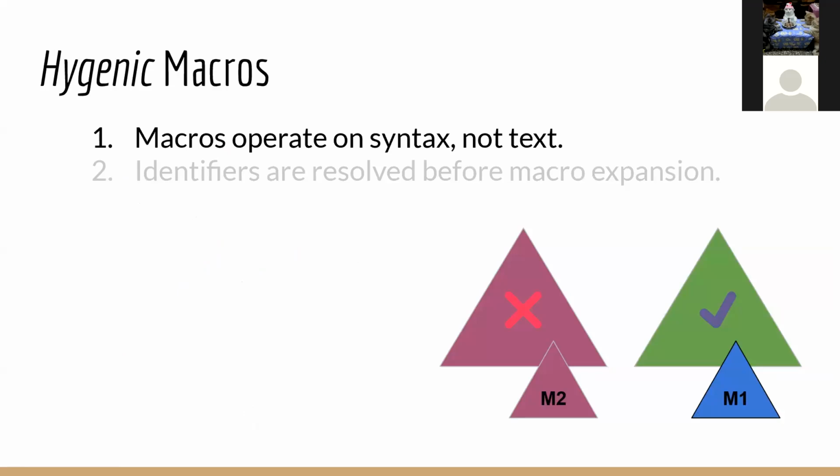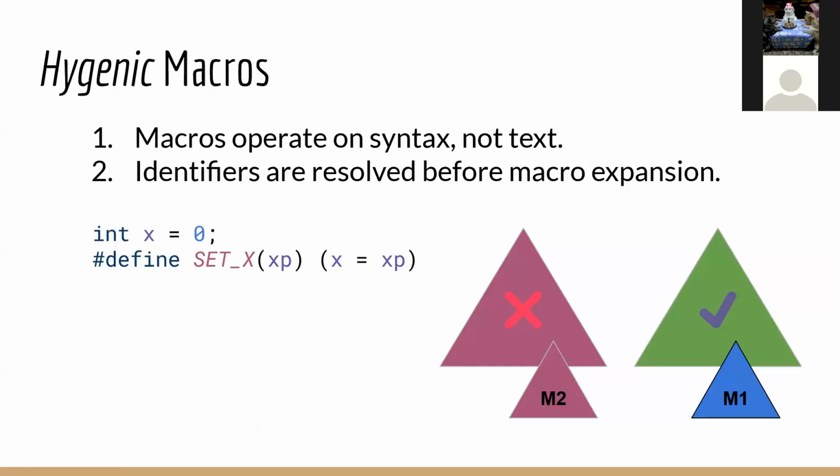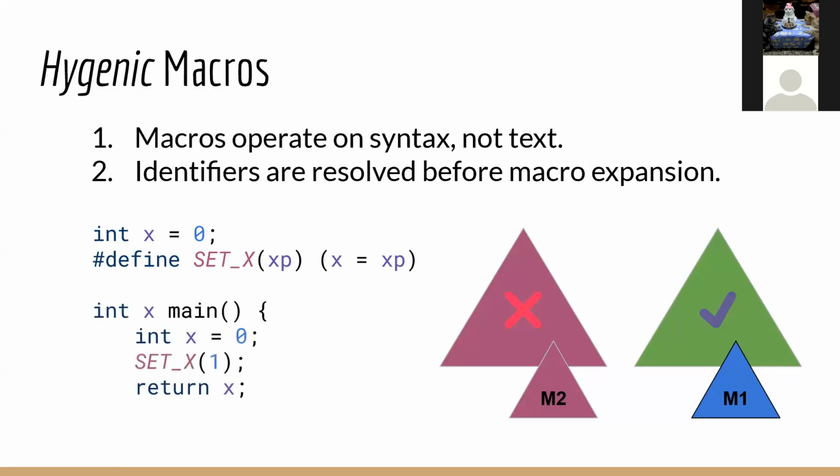We also have kind of flow here. Okay, so macros in general operate on syntax, not text, right? C macros are an exception because they're done by the preprocessor. But macros in modern languages, like for example Rust, operate on the syntax. Another thing is that you want identifiers to be resolved before macro expansion. This is another problem C has in addition to the previous one. I don't know why the animation is so whack there, but it's okay.